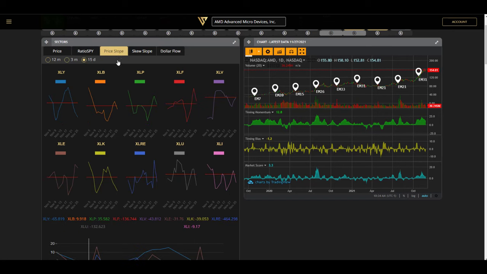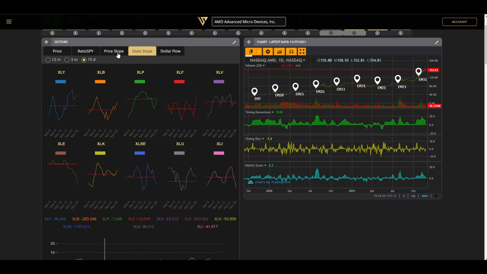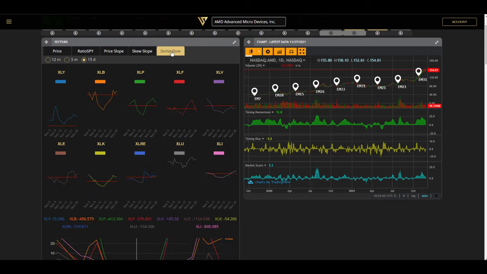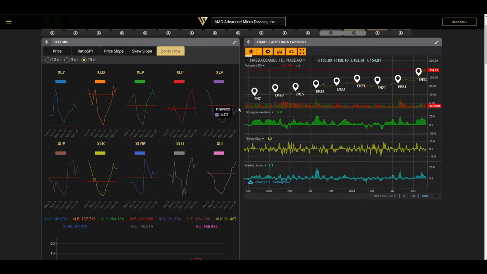The price slope as well that I mentioned earlier is something very useful. It tells you where the slope is going. The skew slope that we just saw with implied vol. So for example, higher implied volatility here on XLY, a lower one on XLE, and the dollar flow that we just saw as well tells you if it's above 0 or below 0 with the 0 line here.